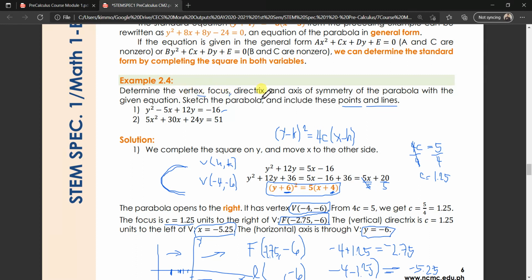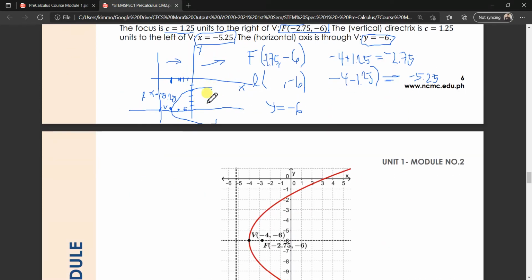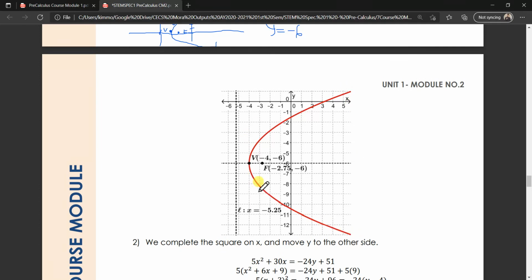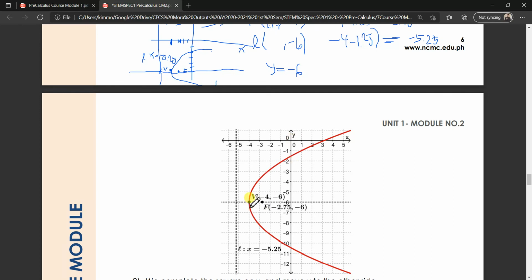Di ba? Ito ang mga kailangan na itong ansiran. Next is, we are going to sketch the parabola. So, mo na ni akong gibuhat kani pag-sketch. So, this is the better vision sa akong pag-sketch kung dili ninyo maklaro akong sketch. So, again, vertex is located at negative 4 and negative 6.